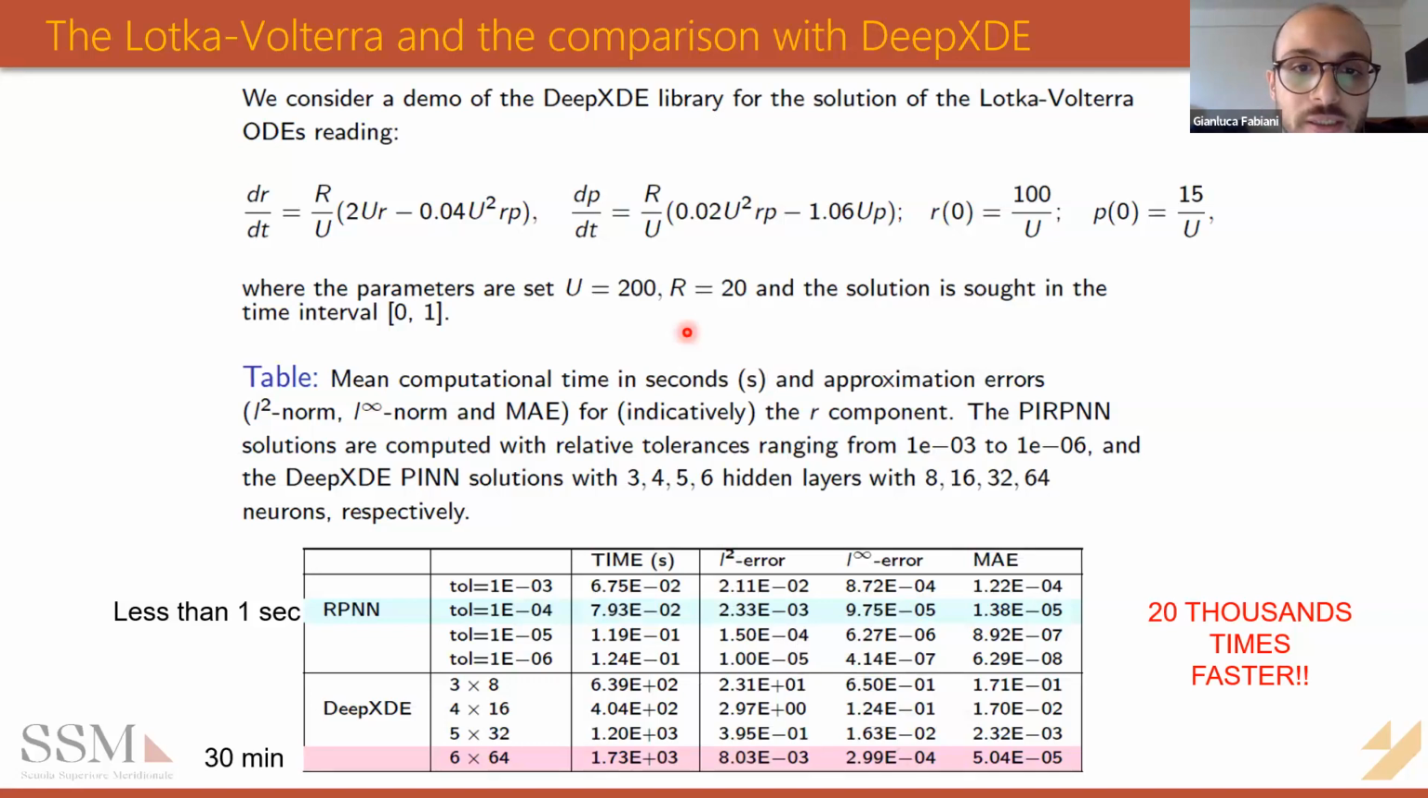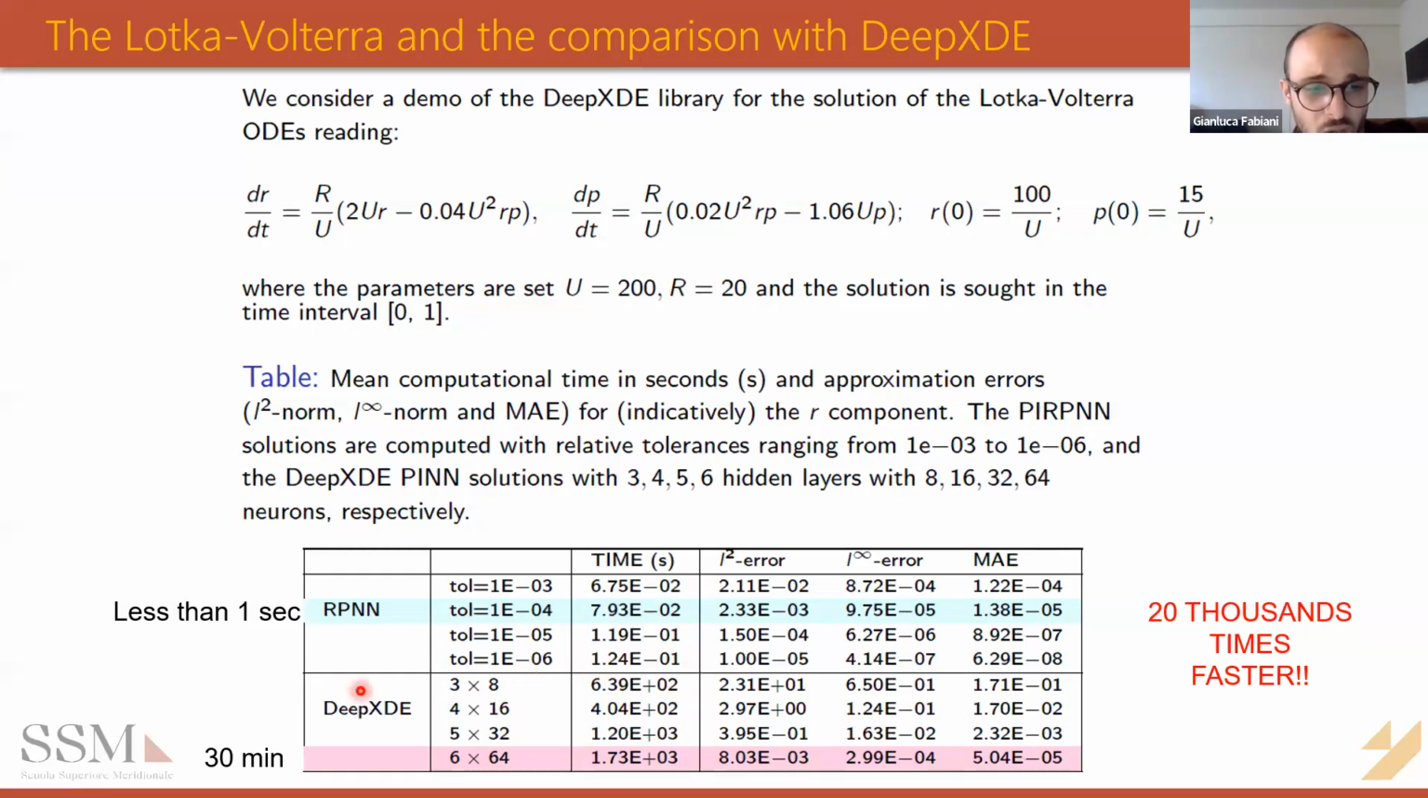Then the problem where we compared with DeepXDE is this Lotka-Volterra problem. It's 2 ODEs. It's a stiff problem. We use different tolerances to find different solutions. You can see that we can get L2 error that goes from 10 to the minus 2 easily to 10 to the minus 5. And the computational time is always less than 1 second, 10 to the power minus 2 to 10 to the power 1.